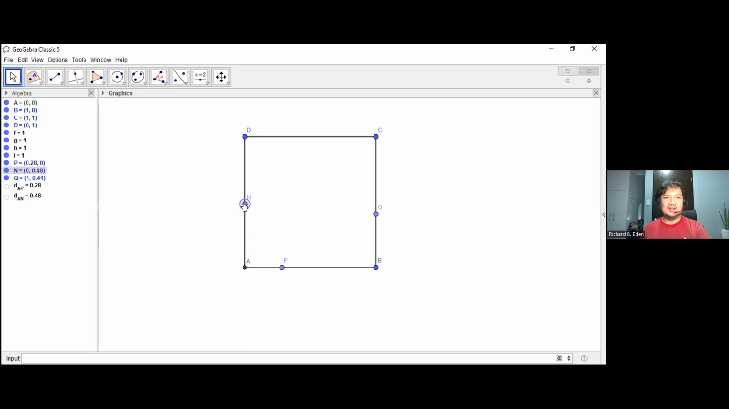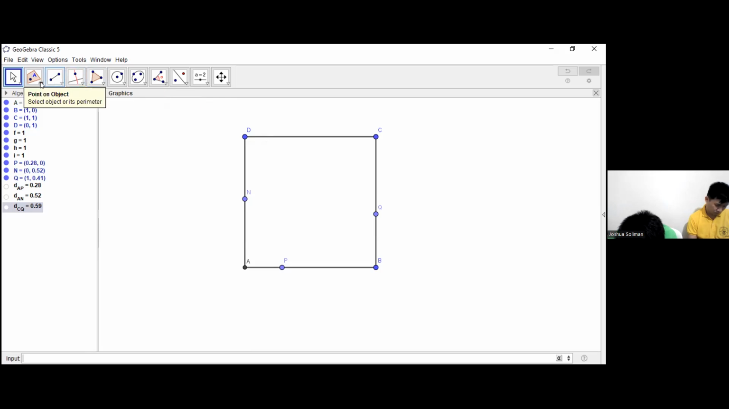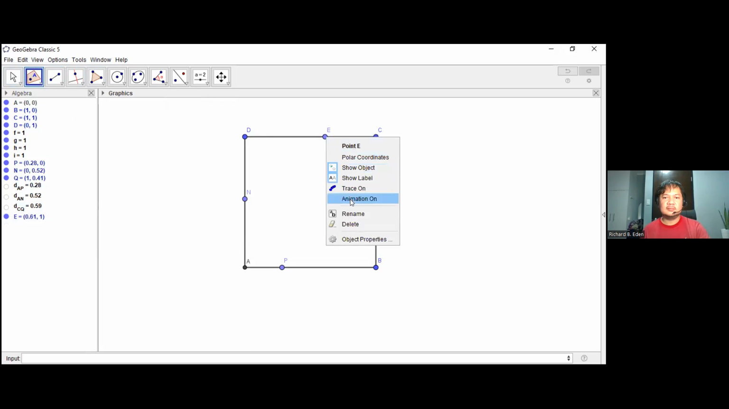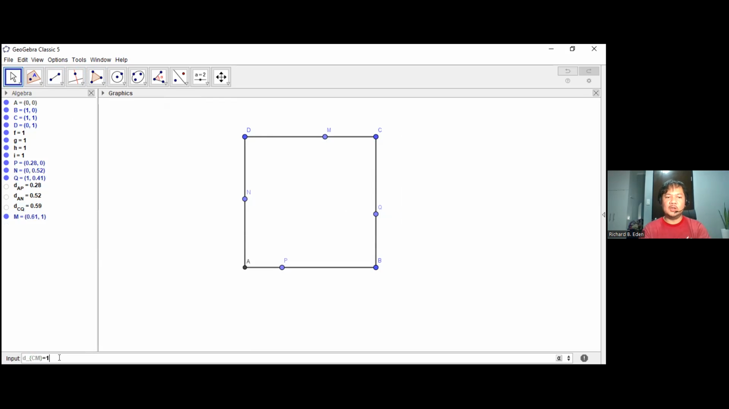All right, so ito, if we move it, ayan, kita mo nung y coordinate of N. Okay, and then nung Q naman, distance from C to Q would be 1 minus the y coordinate of Q. And then here, point M. So name this point M. And then distance from C to M would be 1 minus the x coordinate of point M. Okay, and then the sum of the 4 distances, let's call it D: AP plus AN plus CQ plus CM.